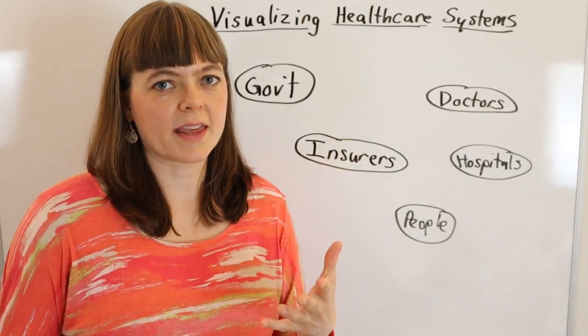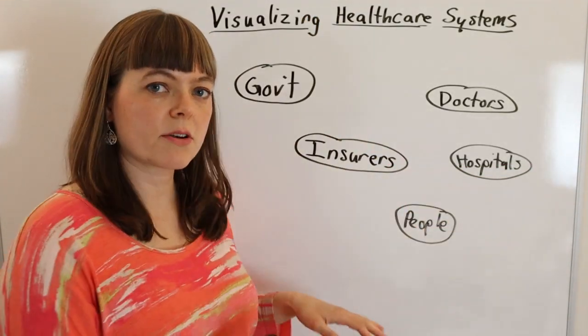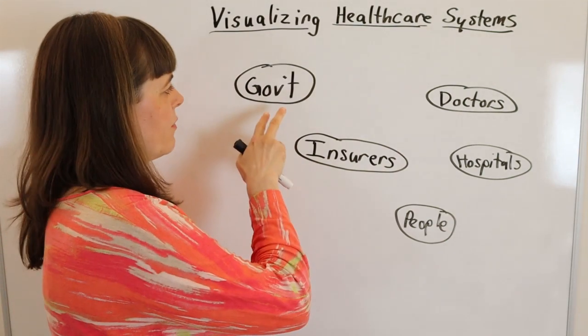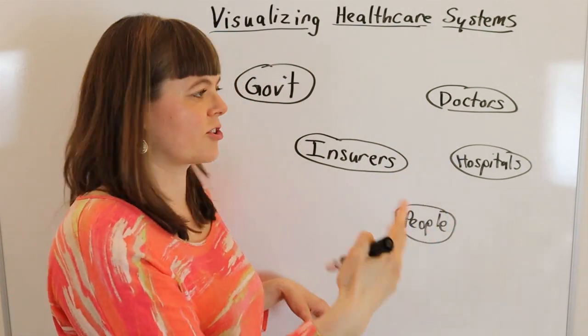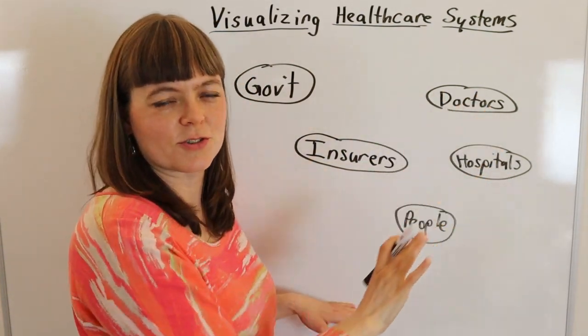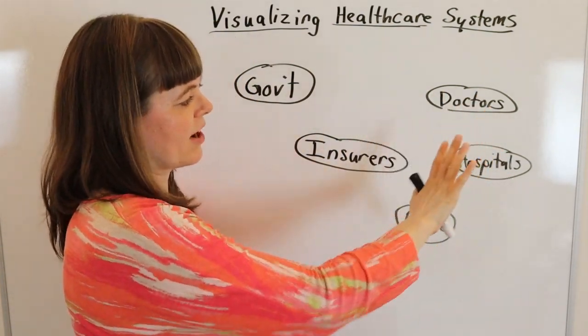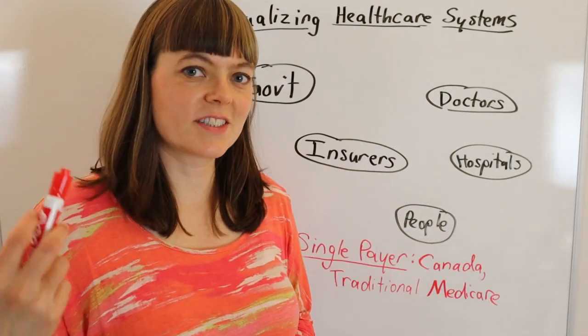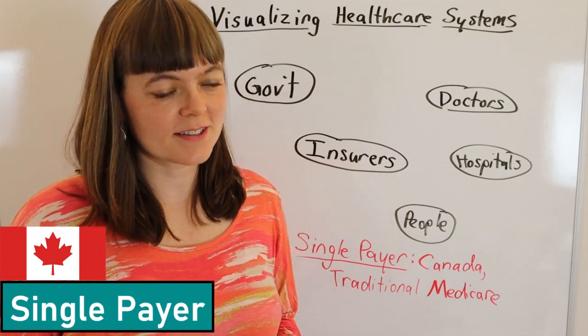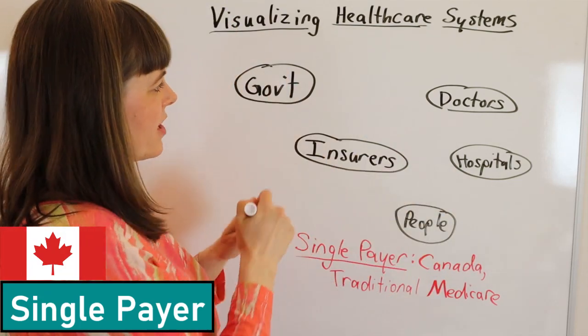And really the way of thinking about this is we've got these different players in the healthcare system. We've got the government, we've got insurers, we've got doctors and hospitals, which are providers, and of course providers includes more than that, but for now we'll just represent those two players. And then we have people. Let's start out with the single-payer healthcare system. So what does that look like if we look at these players?